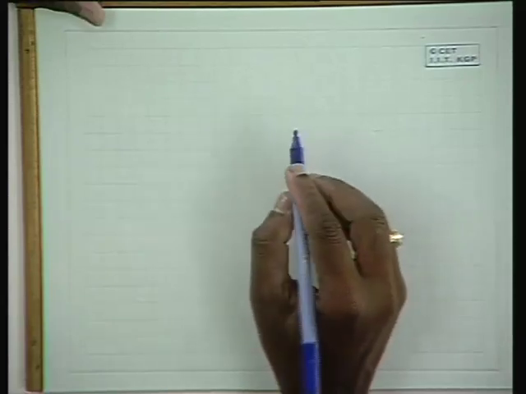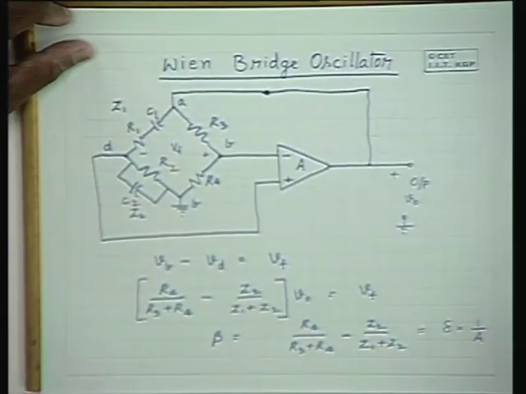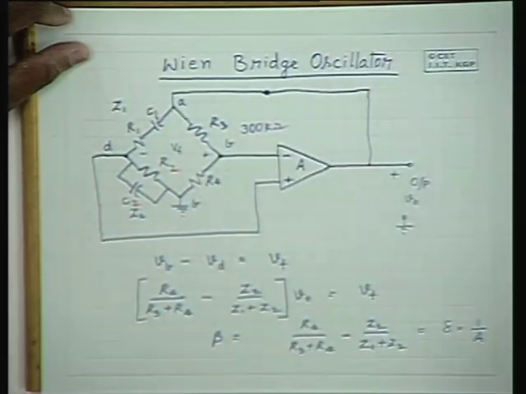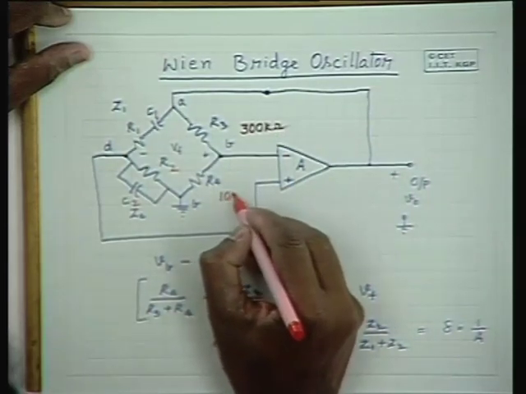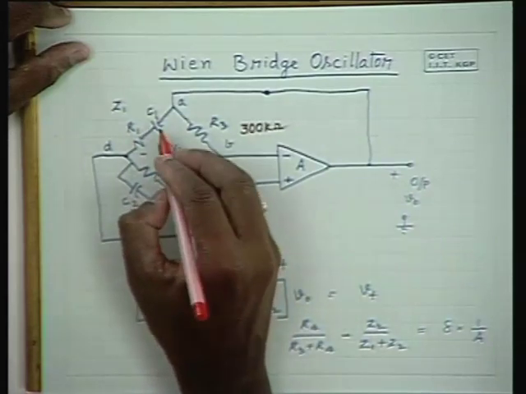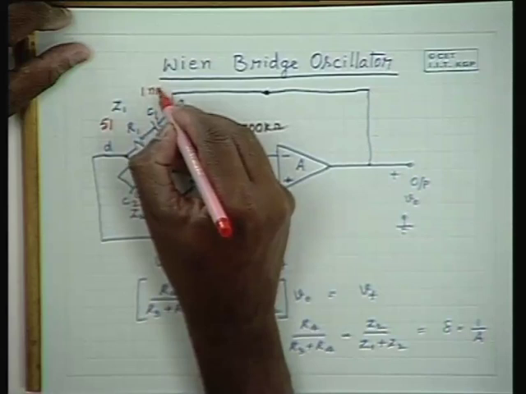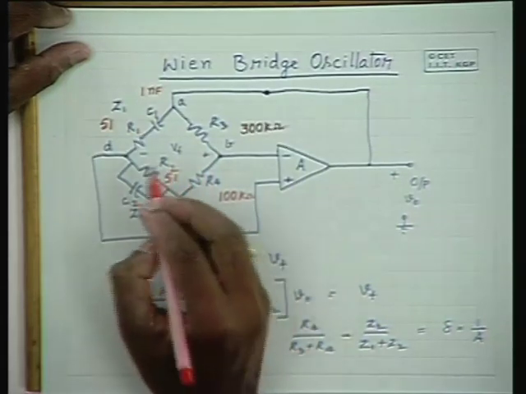Now, let us consider a small problem. So, we shall take a resistance R3 in this circuit. Let us consider, let me write down here itself. Let us consider an R3 of 300 kilo ohms, and R4 is 100 kilo ohms. And R1 is 51 kilo ohms actually, and this is 1 nanofarad, and R2 is also 51 kilo ohms, and C2 is also 1 nanofarad.